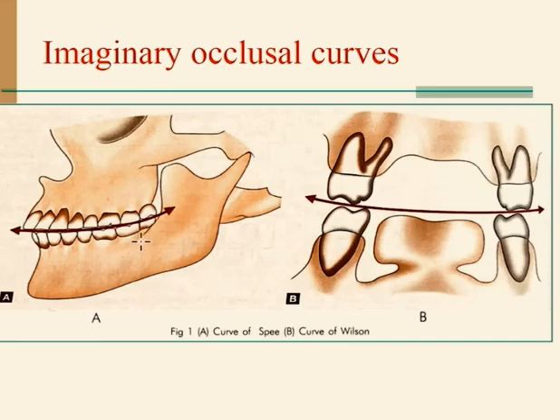The curve of Wilson, the second curve here in B, is called the side-to-side curve. When viewed from the anterior aspect, with the mouth opened a little, we can see the gradual curvature from left side to right side. See this imaginary line? This is all our imaginary occlusal plane. The maxillary arch is convex, while the mandibular arch is concave, and the lingual cusps of the posterior teeth are aligned at a lower level.